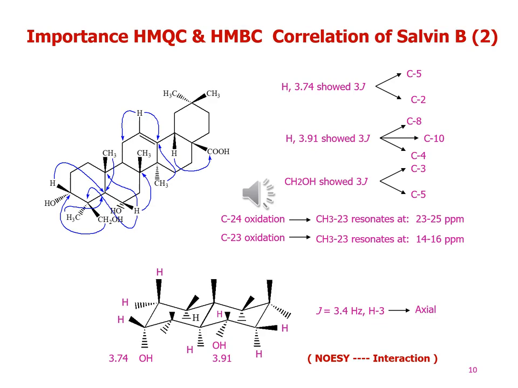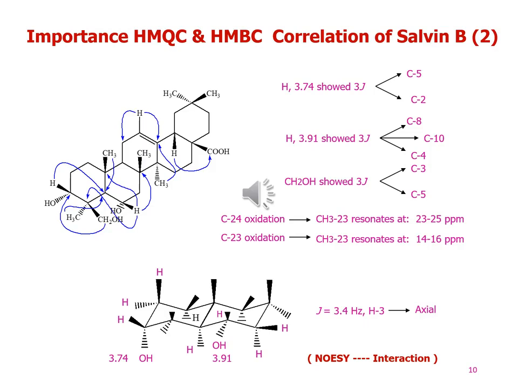The proton at 3.74 shows 3J correlations with carbon 5 and carbon 2, and the proton at 3.91 shows 3J correlations with carbon 8, carbon 10 and carbon 4, while the proton of the methoxy group shows 3J correlations with carbon 3 and carbon 5. The other oxymethine proton at 3.91 showed proton-proton correlations with 3 other protons, limiting its position to either carbon 2 or carbon 6. The latter position and the position of the hydroxymethyl group at carbon 4 could be authenticated through HMBC correlations.